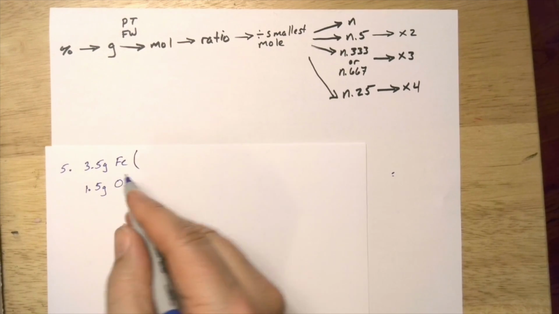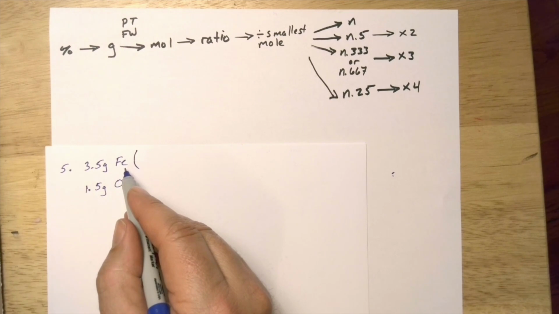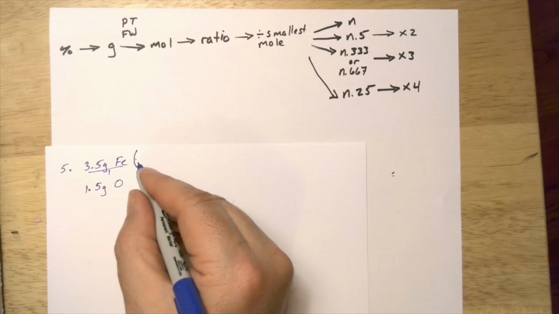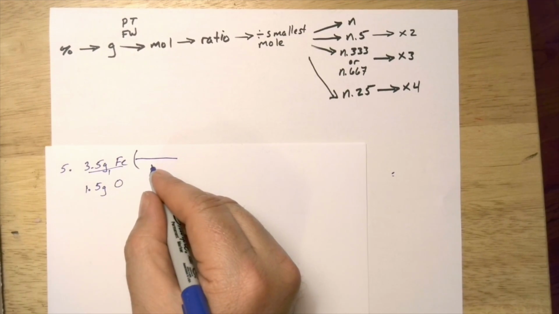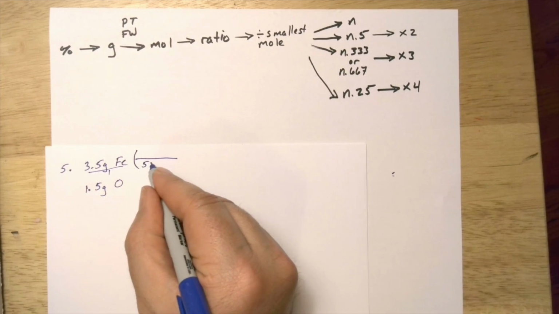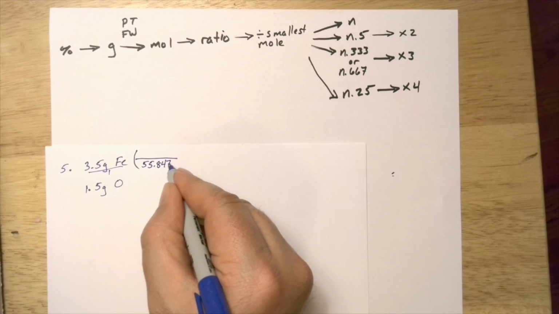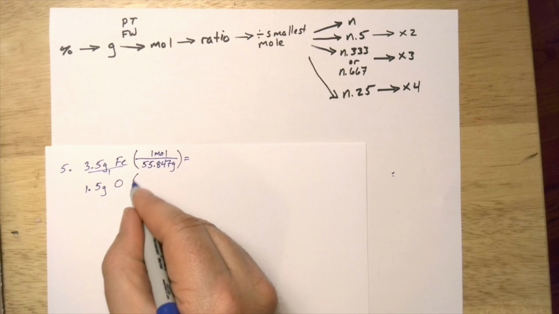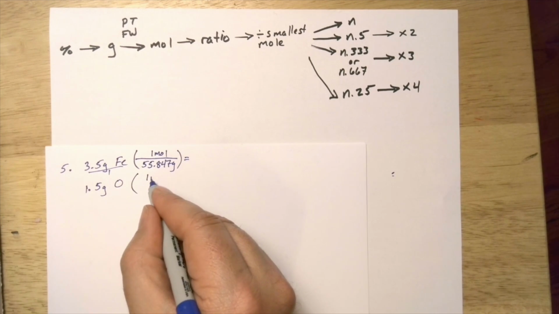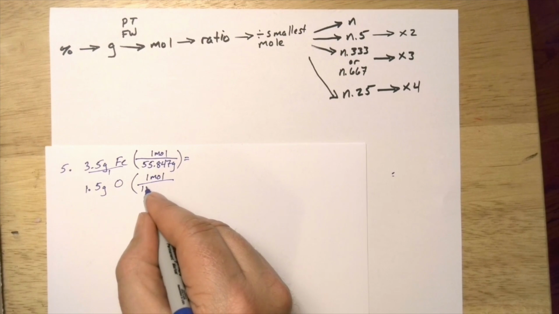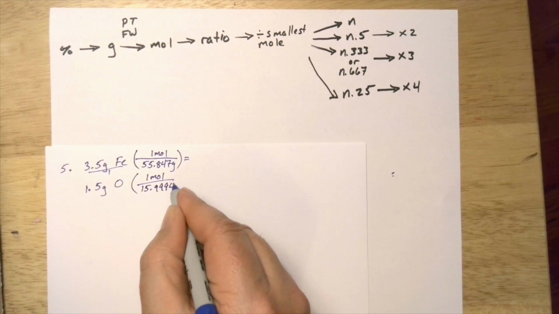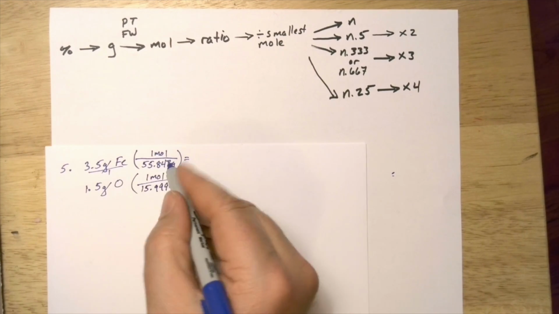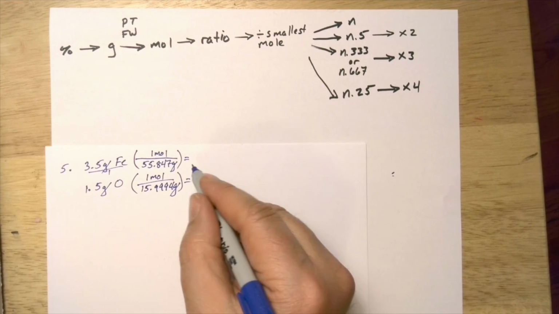If you look up the formula weight for iron, it is 55.847 grams for every 1 mole. Technically, this whole thing is over 1, so I need to put the grams on the bottom and 1 mole on top. Same thing for oxygen. Oxygen is 1 mole, or 15.9994 grams. This way grams will cancel.